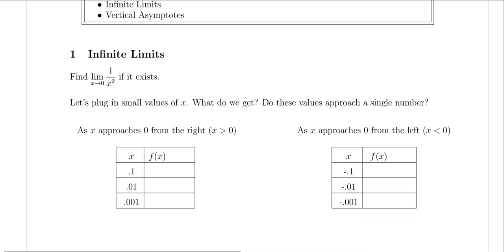Let's see what happens as x approaches 0 from the right, in other words, values for x being greater than 0, and what happens as x approaches 0 from the left, in other words, values for x that are less than 0. Now at this point, I want you to plug these values into the calculator and see what you're getting. So please pause the video and let's compare our results.